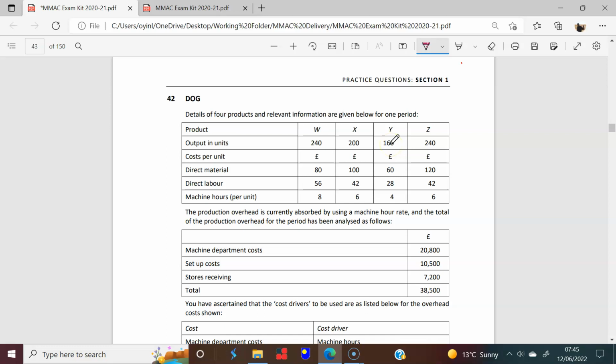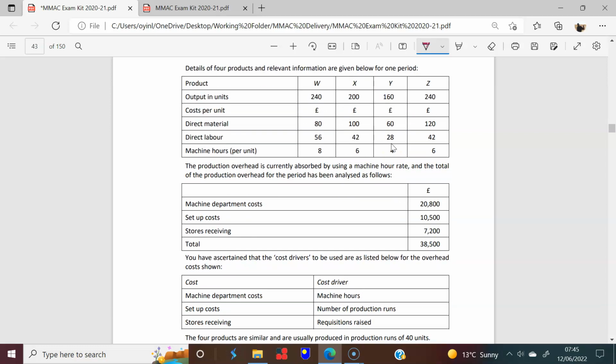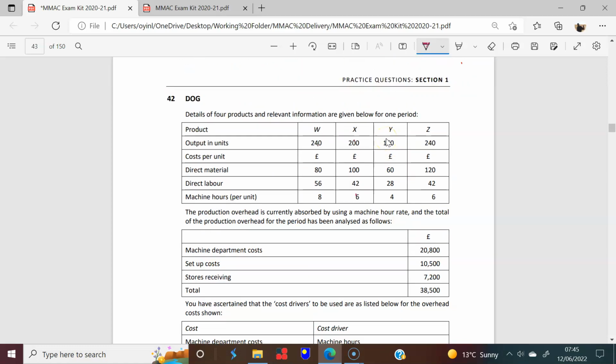Okay, great stuff. So here we have quite a bit of information. You read this and see straight away that you're told that the machine department cost is driven by machine hours. So what I need to do first of all is find the total number of machine hours. You have 8 hours here per unit, and this is the output, 240, and 6, 200. I think the first thing you want to do is find the total number of hours.